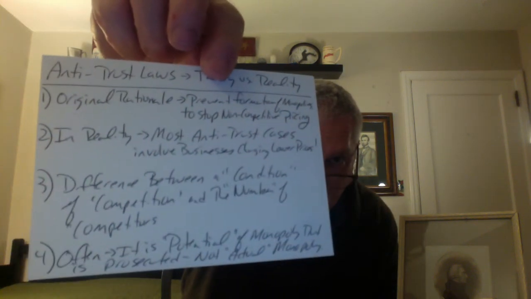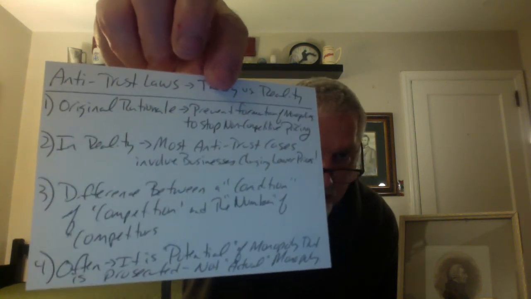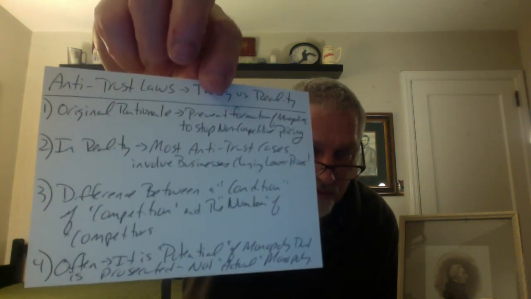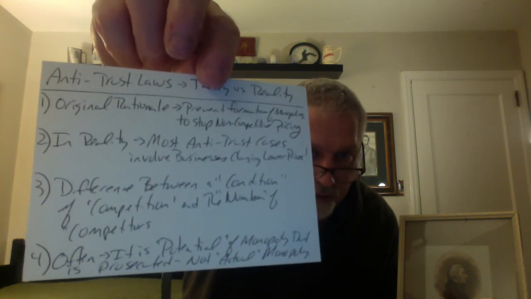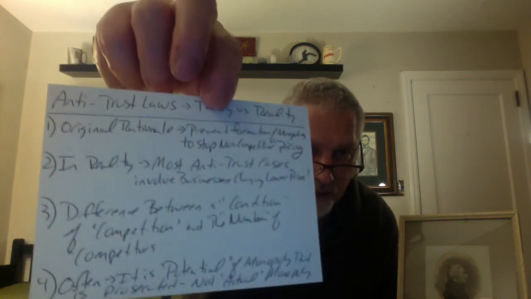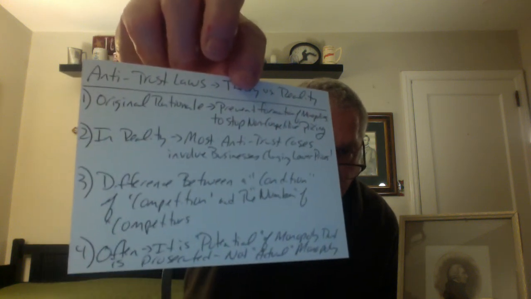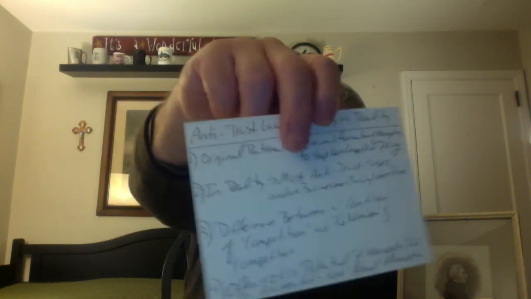Everyone, I think, supports the original rationale, which is just to prevent monopolies from forming and to stop anti-competitive pricing. But the reality is that most antitrust cases have involved businesses that were charging lower prices. There's a difference between a condition of competition and the number of competitors. Typical cases today usually deal with, oh, well, there's not enough competitors in the market, so eventually you might get a monopoly. But often it is the potential of monopoly that is prosecuted, and not actual monopolistic behavior in and of itself.